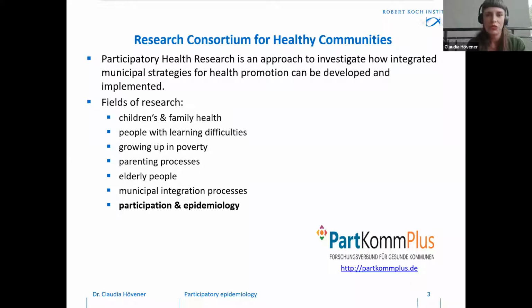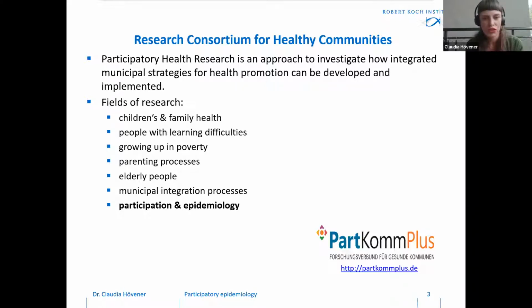What we basically tried to strengthen was how we can use participatory approaches on municipal strategies for health promotion, and how they can be developed together with the target group and can be implemented. So the field of the research was pretty broad.